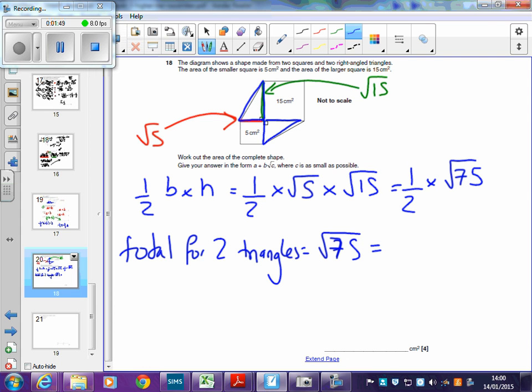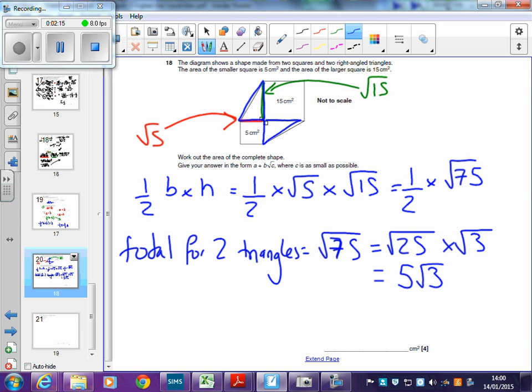Alright, so root 75, I need to think of a square number that goes into 75. The biggest one I can think of is 25. So instead of having root 75, I'm splitting it down into root 25 times by root 3. Now, the reason I've picked root 25, the square number, is because I know what that is. I know the square root of 25 is 5. So this is now the same as 5 times root 3, or just 5 root 3.